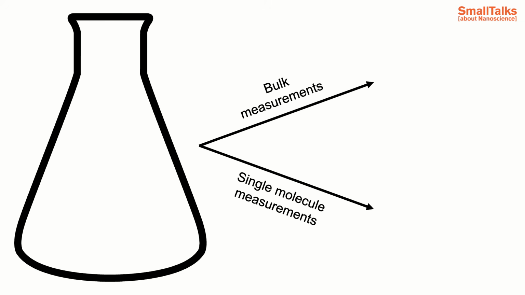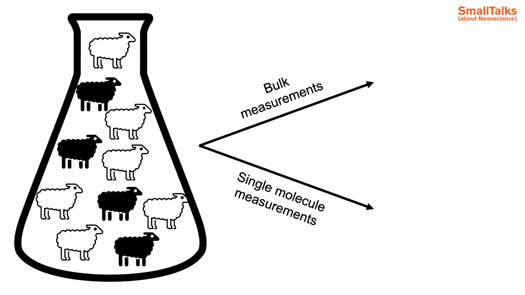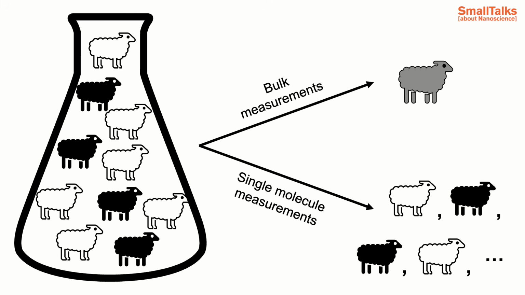To visualize it, imagine that we have a flask full of sheep with black and with white wool. If we want to analyze what kind of sheep are in the flask, we can use a bulk method. From it, we will get some information, maybe about the size of the sheep, the fluffiness of their wool, but some information can get lost in the averaging process of the bulk assay. For example, in this case, we would see that the sheep in the flask are gray, which is not entirely true. And this is where single molecule methods come in. With the single molecule techniques, we can take each and every individual sheep, look at it closely, and analyze it.